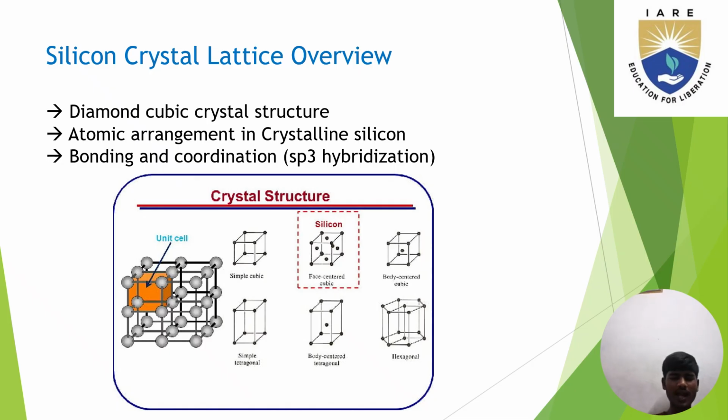Silicon crystal lattice overview. Diamond cubic crystal structure. Atomic arrangement in the crystalline lattice and coordination, sp3 hybridization. Here we are seeing the definition of the crystal surface. This is the unit cell diagram.